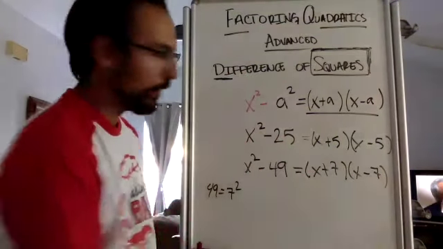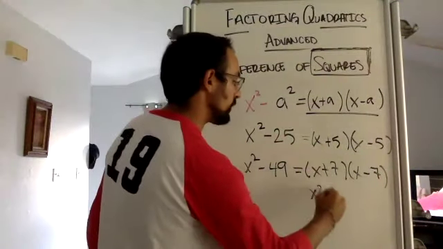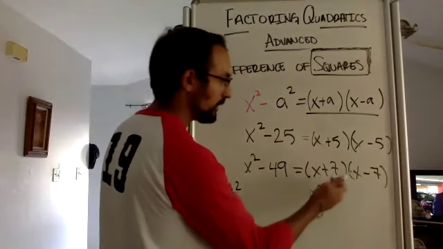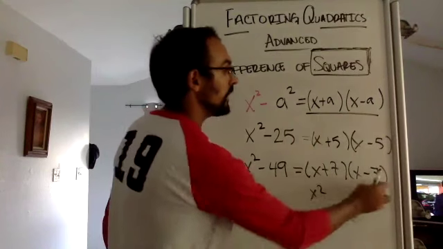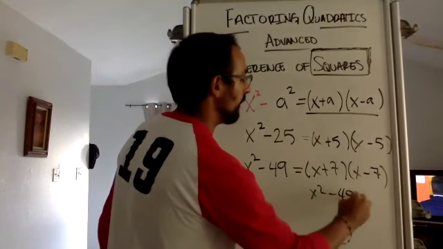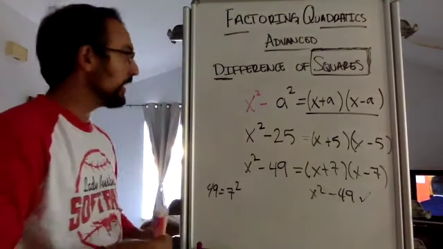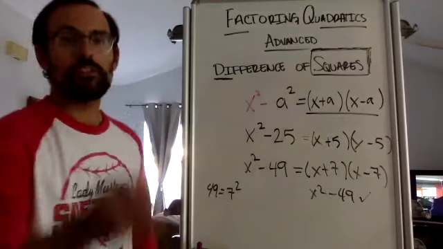I can again check my work real quick. X times x, x squared, x times negative 7, negative 7x. 7 times x, positive 7x. Those cancel. And then 7 times negative 7, negative 49. So that is factoring using the difference of squares formula.